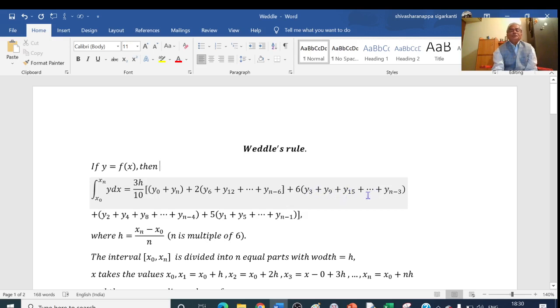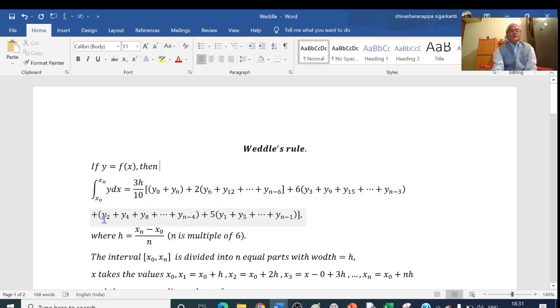Okay. And those divisible by 6 are here. So we are considering y3, and we are not considering y6 here. If y6 is there, then its coefficient becomes 2 into 3h by 10. If the suffix is 3, 9, 15, which are all divisible by 3, then the coefficient is given by 6 into 3h by 10 into y3, y9, y15 like this.